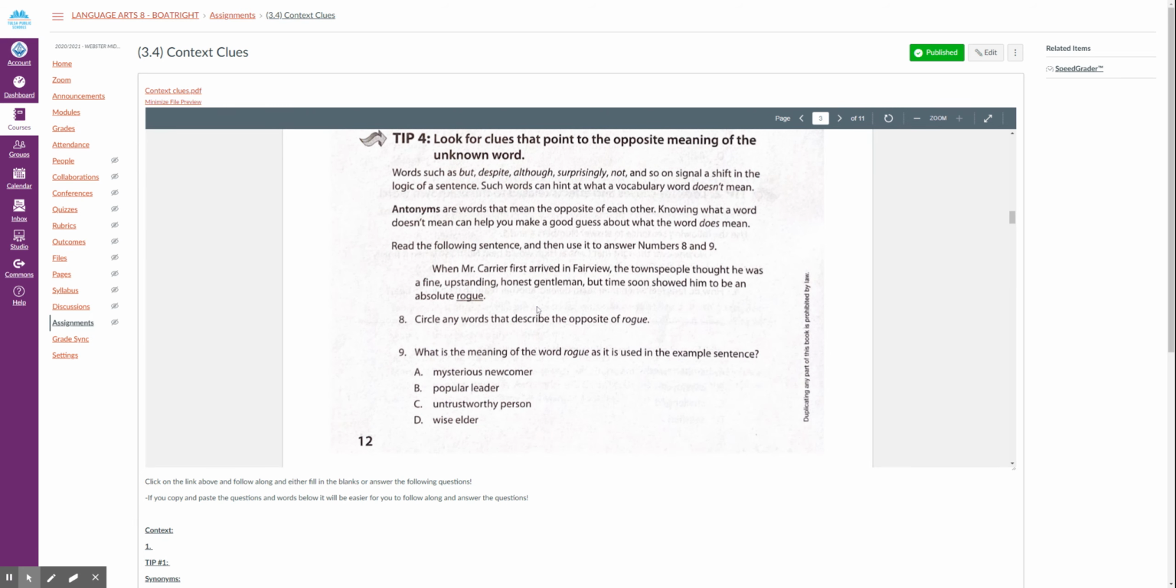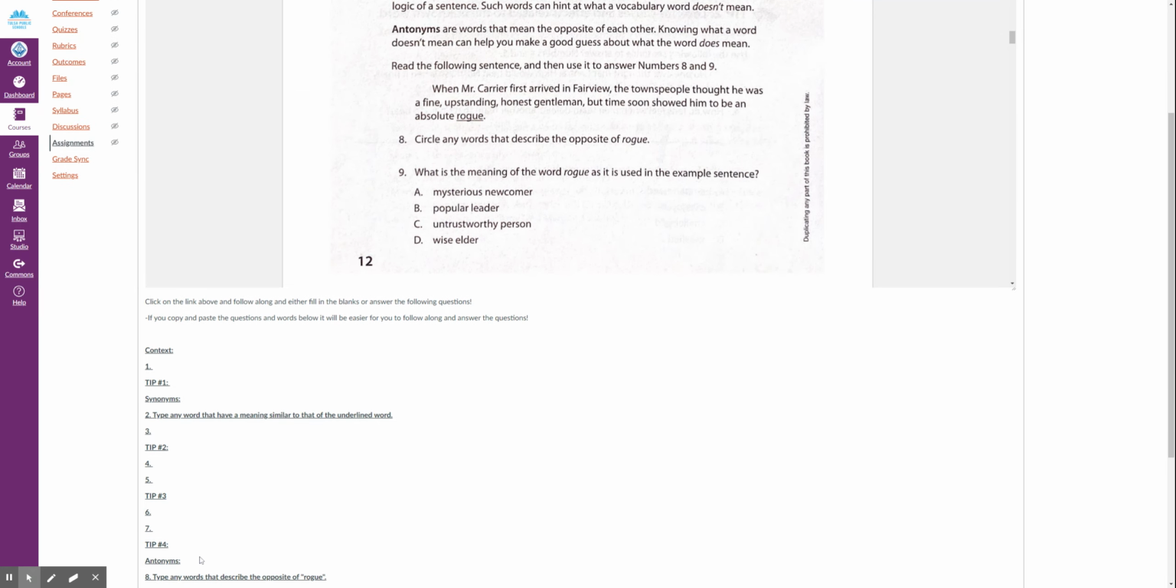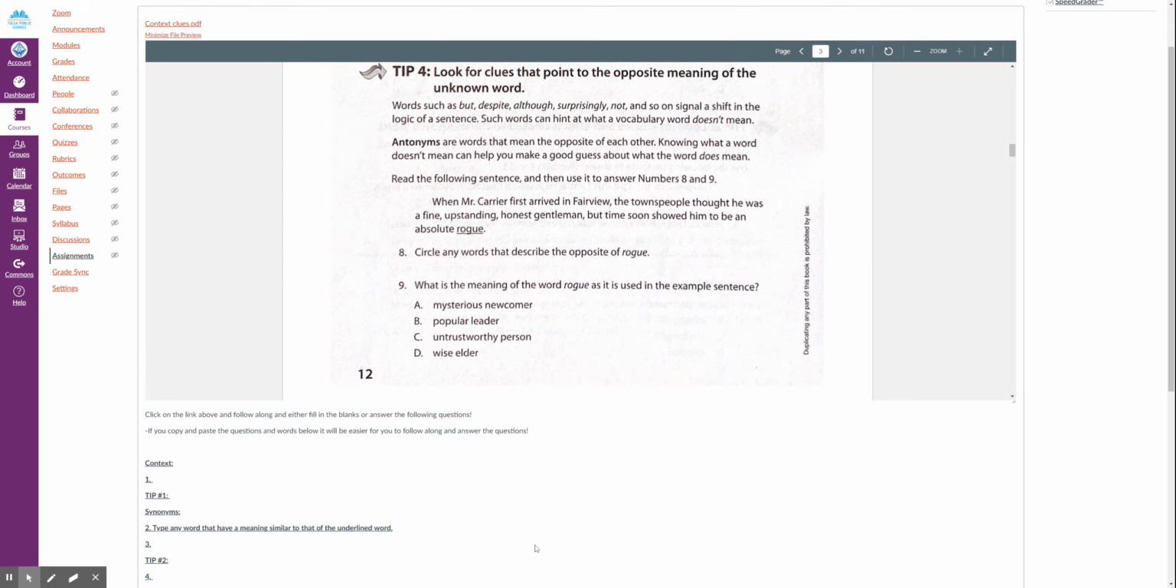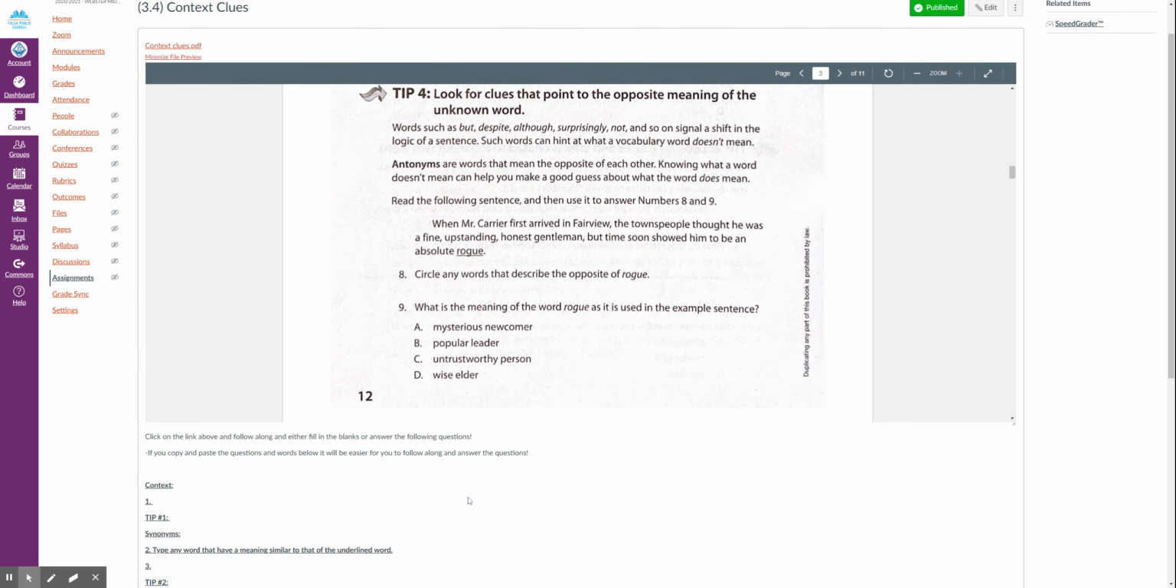Almost done. Almost there. Tip number four. This will be the last thing we do. Again, remember we're writing down the tips. Look for clues that point to the opposite meaning of the unknown word. Words such as but, despite, although, surprisingly, not, and so on, signal a shift in the logic of a sentence. Such words can hint at what a vocabulary word doesn't mean. These are antonyms, or words that mean the opposite of each other. Make sure we got the antonyms definition. Knowing what a word doesn't mean can help you make a good guess about what the word does mean.